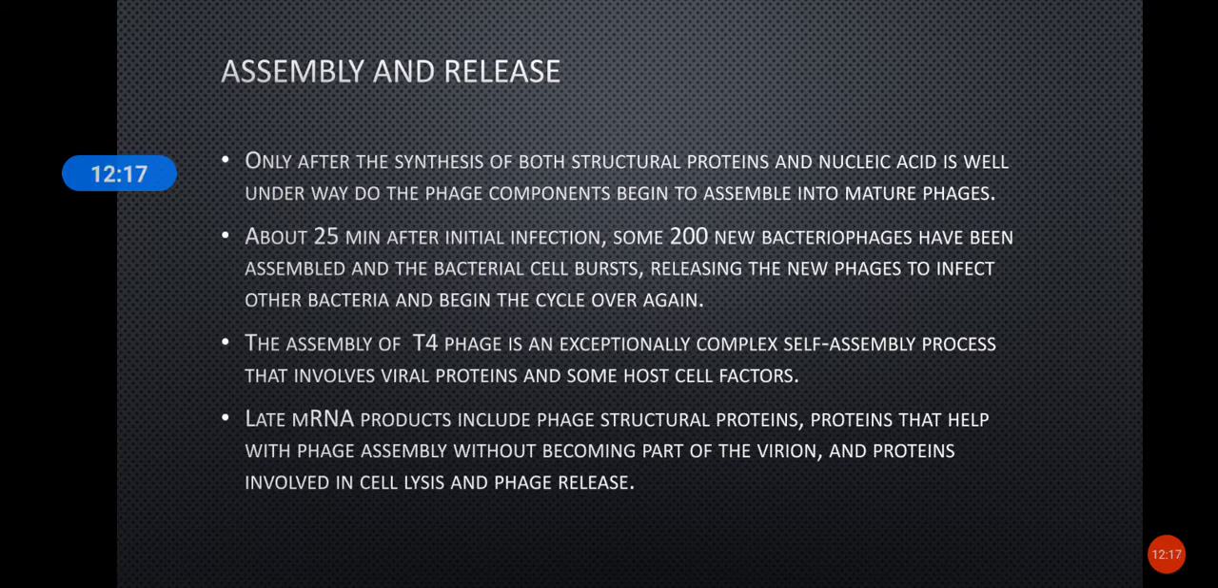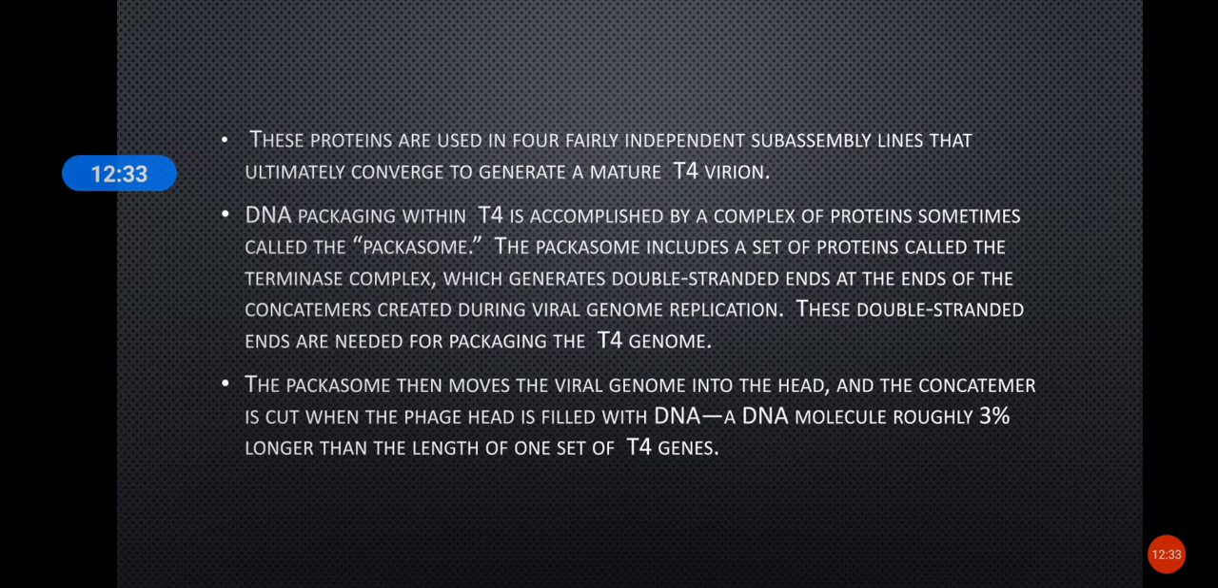The late mRNA products include the phage structural proteins and also the proteins that help in phage assembly but do not become part of the virion, and also proteins involved in cell lysis and release. These proteins are used in 4 independent subassembly lines. We'll discuss that. First one is the DNA packaging.